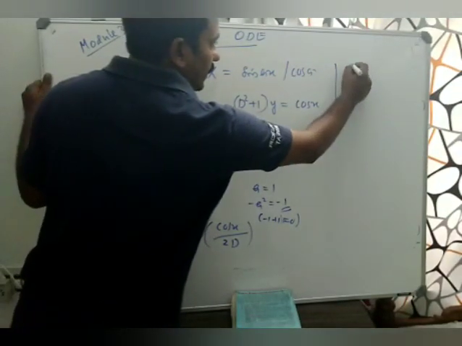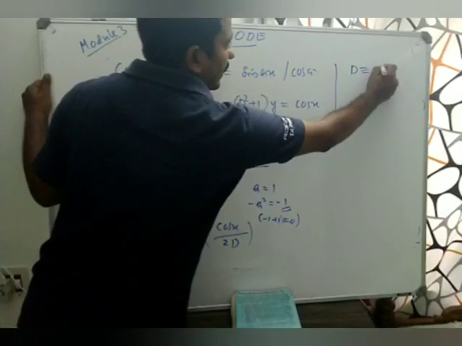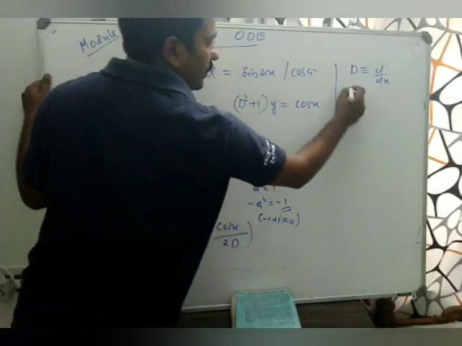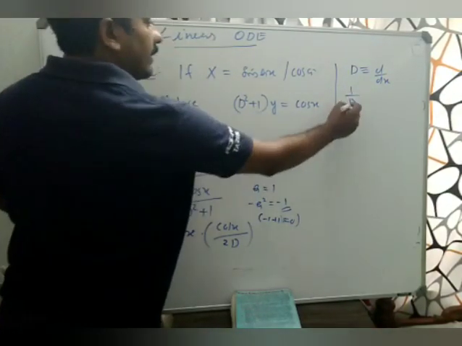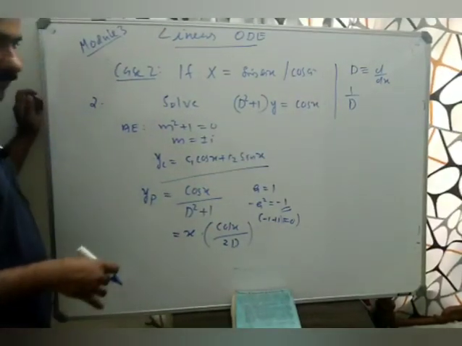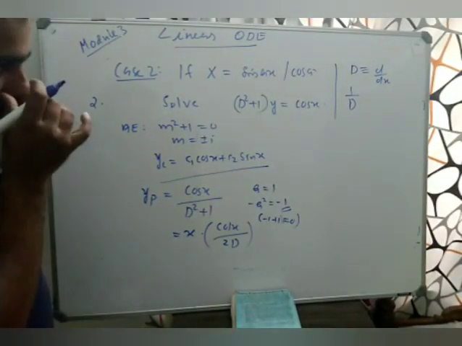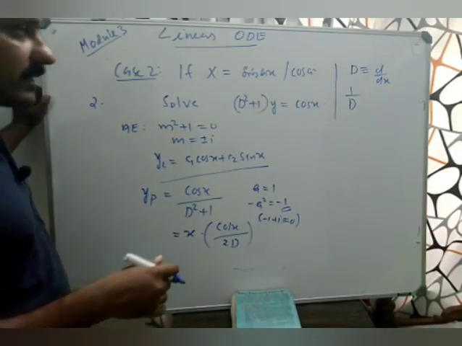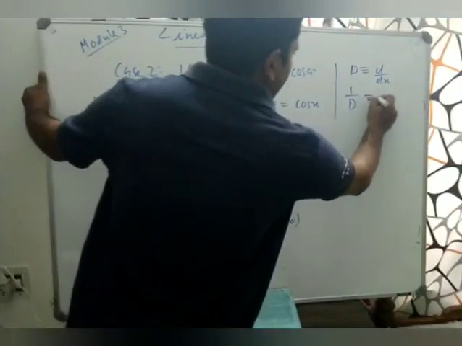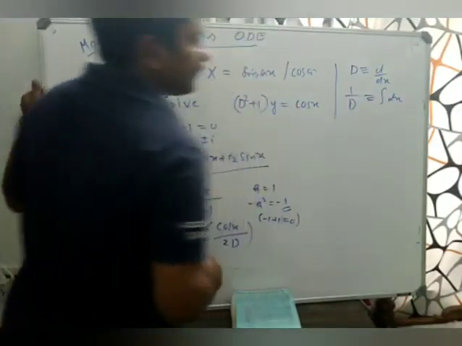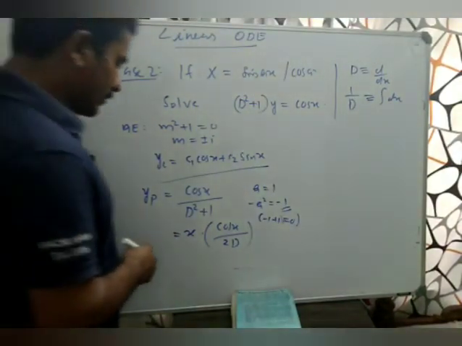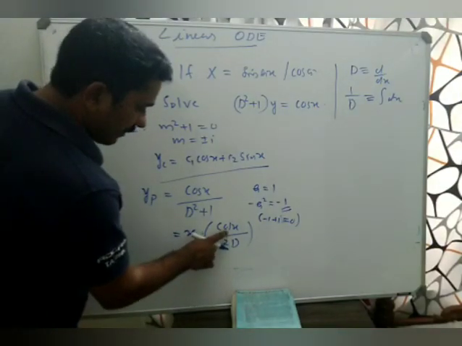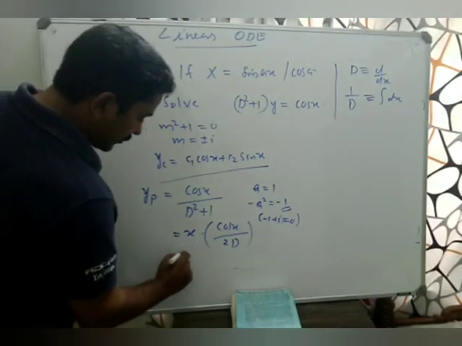Or note that d is the differential operator, right? D by dx, and 1 by d is its inverse operator. That means inverse operator in the sense, if d represents the derivative, 1 by d represents integral. So 1 by d is the integral operator. All right, so here we have a 1 by d. That means we are supposed to integrate this.